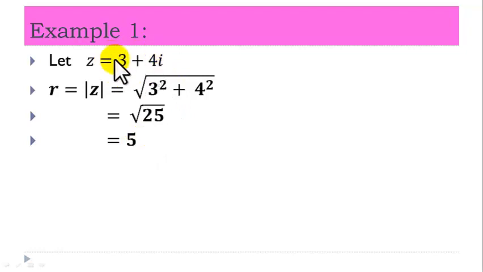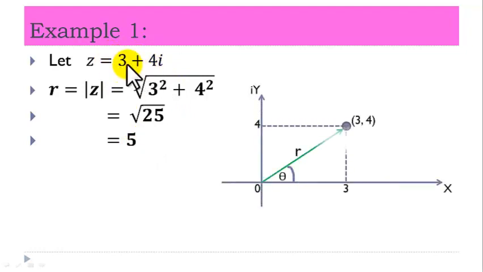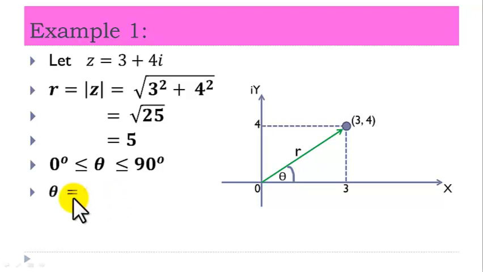Now, to calculate the argument, we have to sketch the Argand diagram, as shown here. We observe from this Argand diagram that our argument theta is in the first quadrant. That is, it is less than 90 degrees but greater than 0 degrees. So therefore, theta is equal to arctan 4 over 3. That is, y is 4, x is 3. Arctan 4 over 3 is approximately equal to 53 degrees.